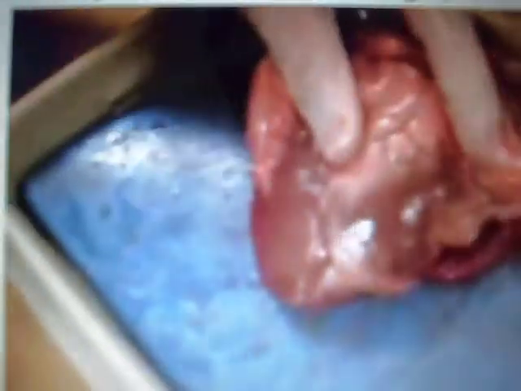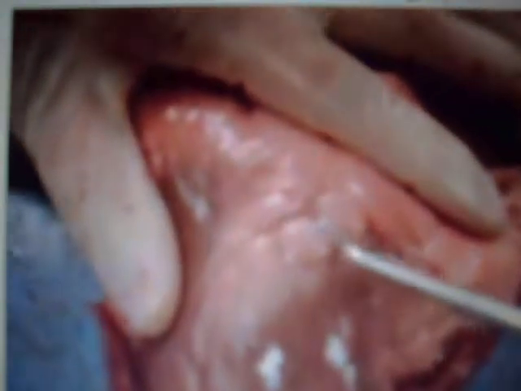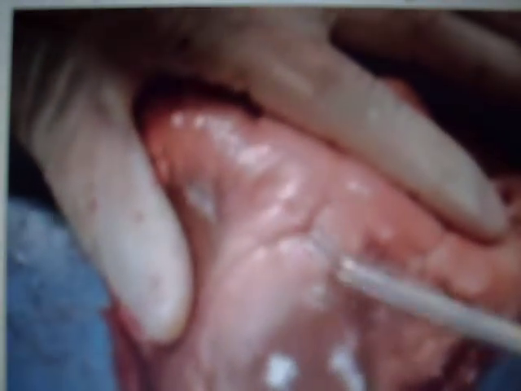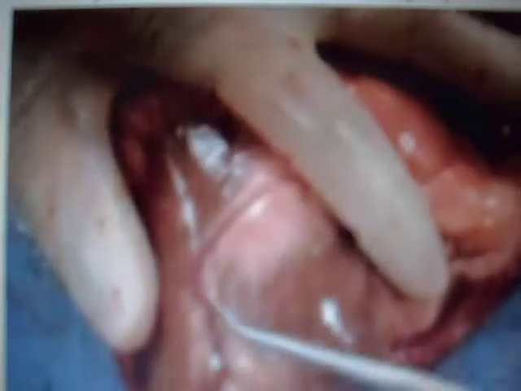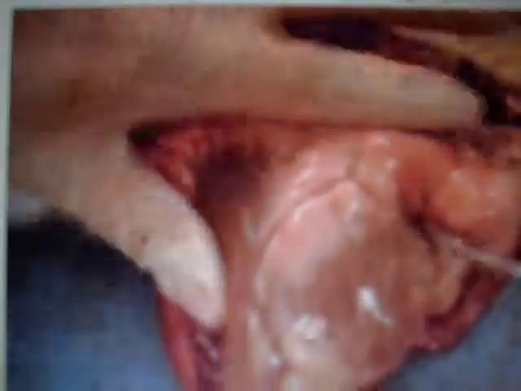Coronary sinus. The coronary vessels are in here. You see this fat? Well, these little lines are coronary vessels. All of these are little vessels.